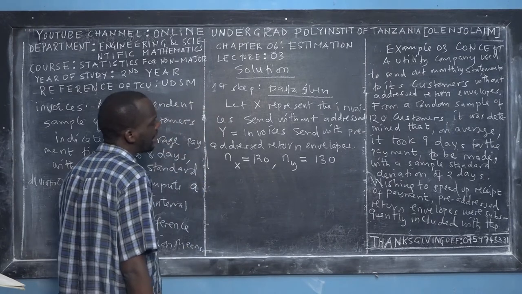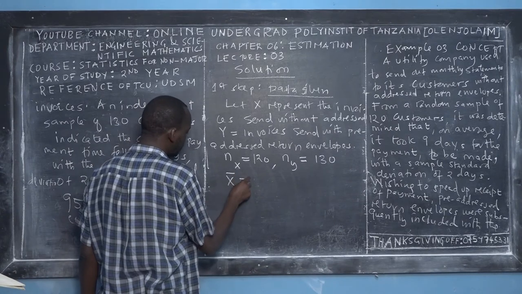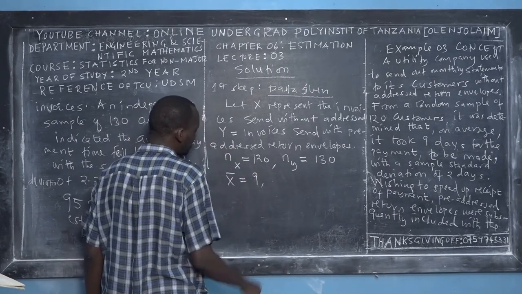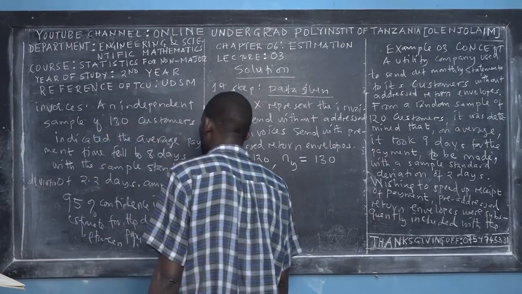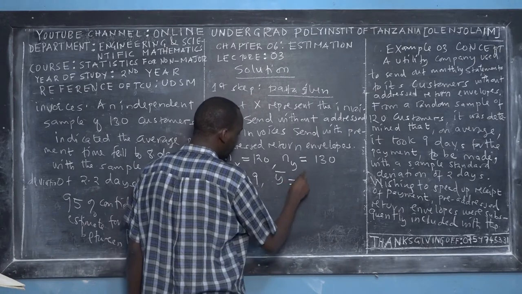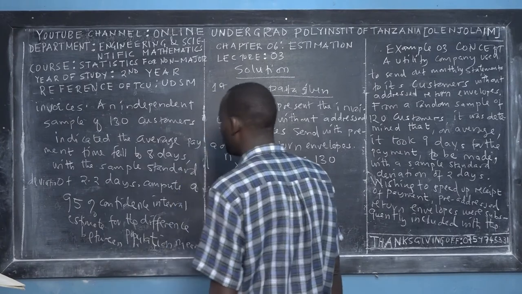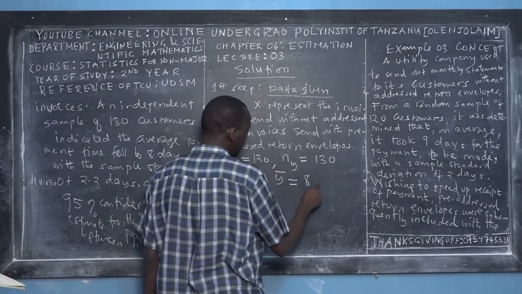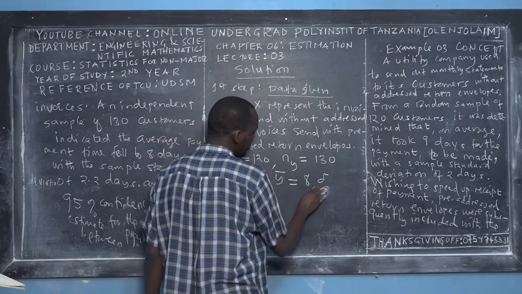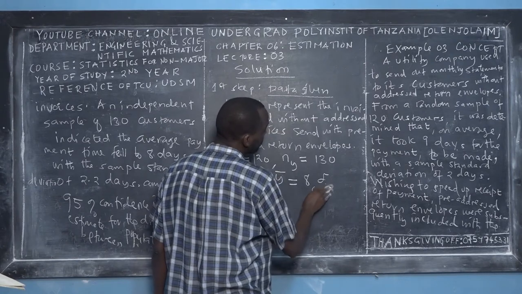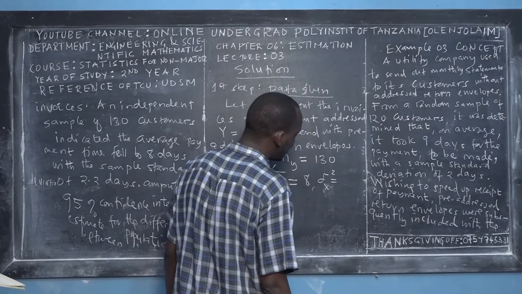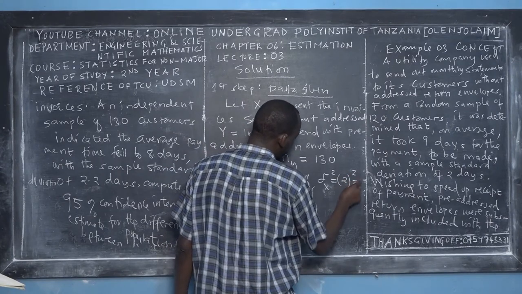It was determined that on average it took 9 days, so the mean for X is 9. And if we come back to this, the average payment time fell to 8 days, so the mean for sample Y is 8 days. Again, the variance of X: the standard deviation is 2 days, so 2 squared is 4.